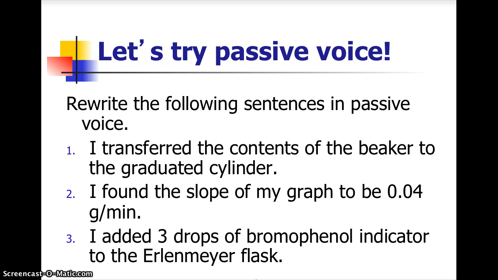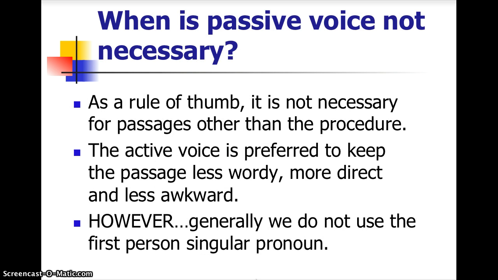"I found the slope of my graph to be 0.04 grams per minute." Why don't we just change that to say "the slope of the graph is 0.04 grams per minute"? I think you guys are getting the idea. "I added 3 drops of indicator to the Erlenmeyer flask." How about "3 drops of bromophenol indicator should be added to the Erlenmeyer flask"? Okay? You get the idea.